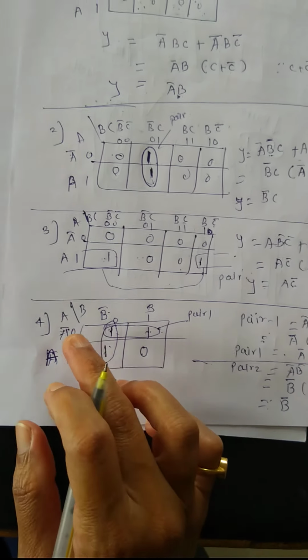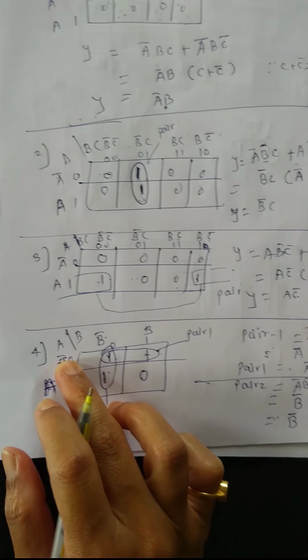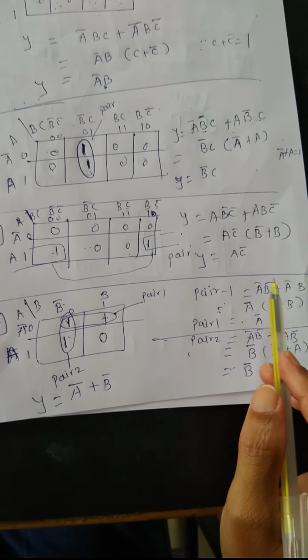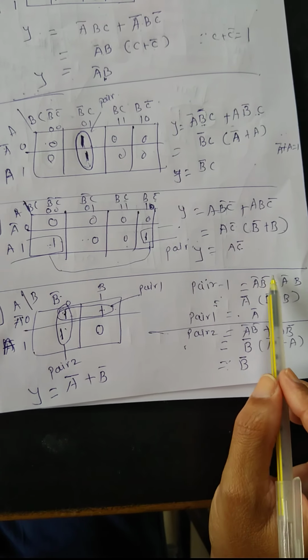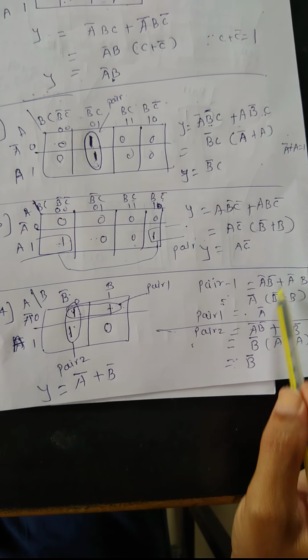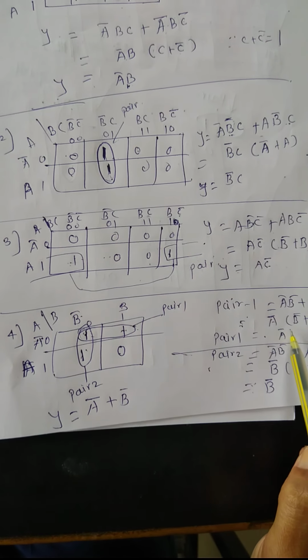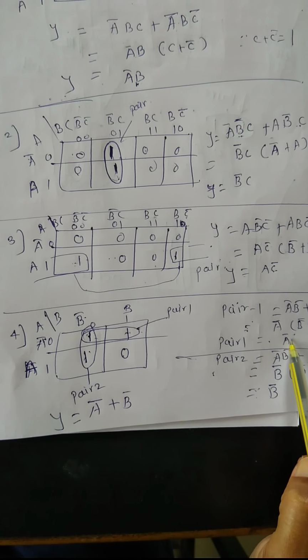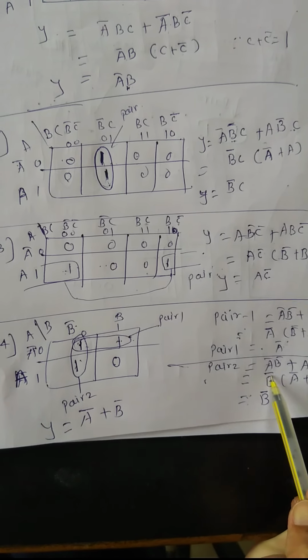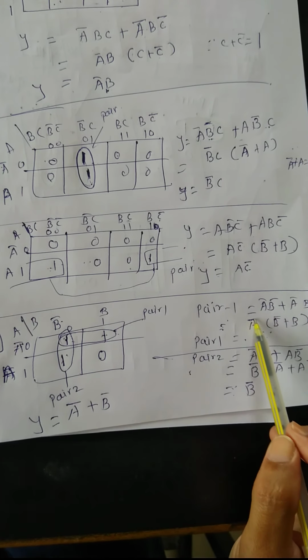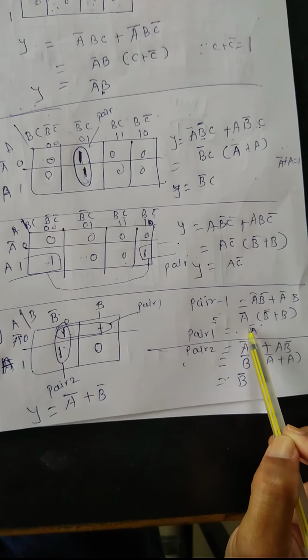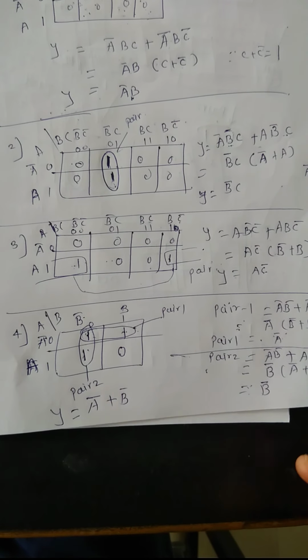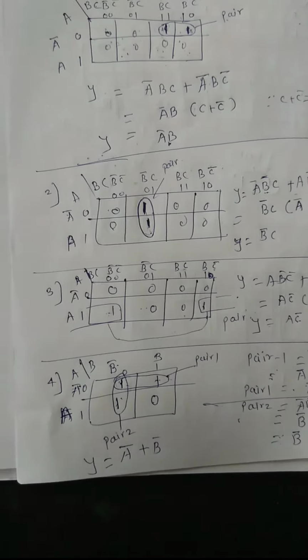So this is one example of overlapping. In that example, there are two variables A and B. While pairing adjacent ones, the resulting term will have one literal less than the original term. That means pairing two adjacent ones eliminates one variable. From A and B, one variable is eliminated. That is the logic. This is the grouping, where we have to solve the adjacent ones.